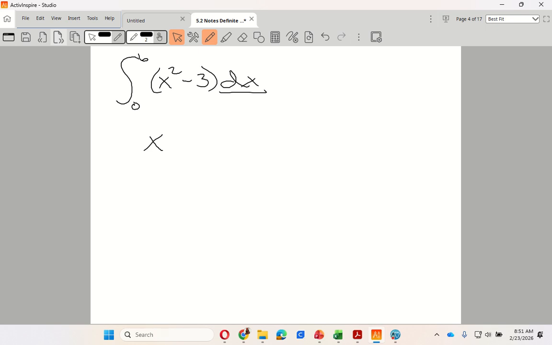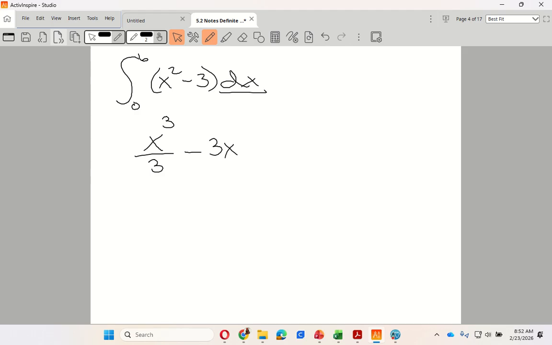What's the integration of x squared? Integration? Yeah, antiderivative. That would be x to the third divided by 3. Very good. And it's also negative 3x. So it's also called integration? Yeah.